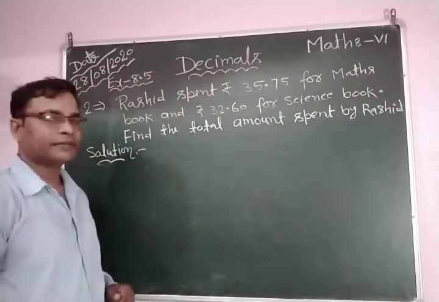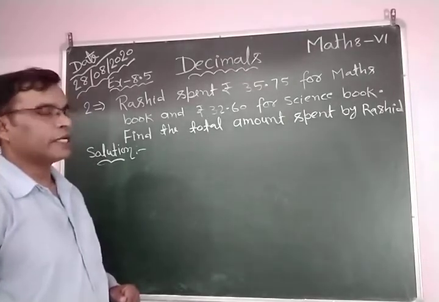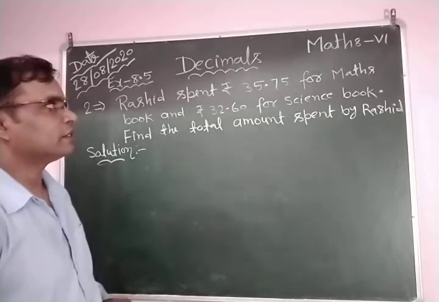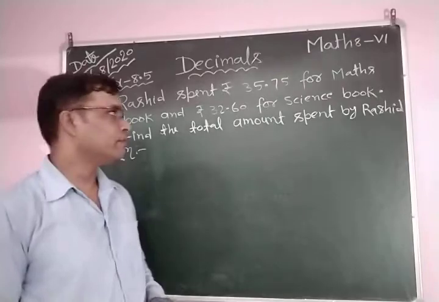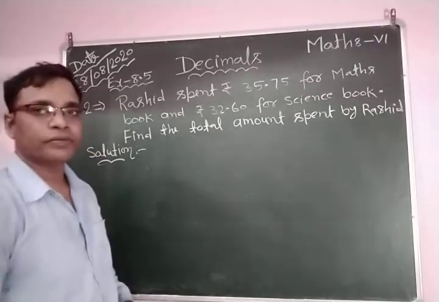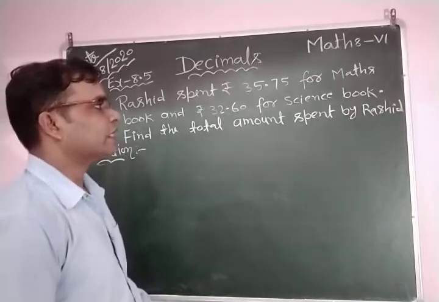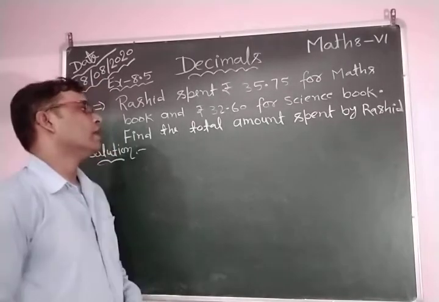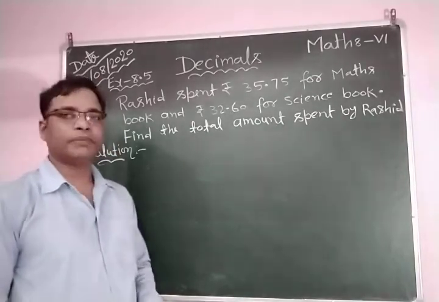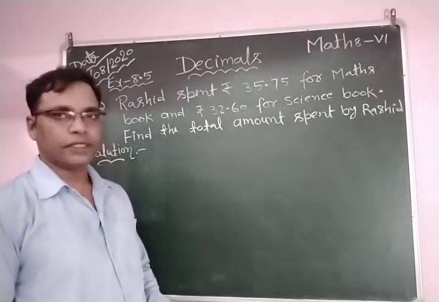Rashid spent rupees 35.75 for a maths book and rupees 32.60 for a science book. Find the total amount spent by Rashid.